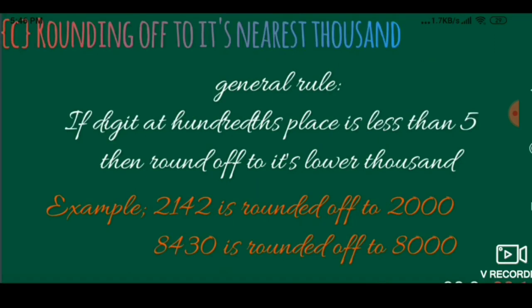While rounding off a number to its nearest thousand, the general rule is that if the digit at hundredth place is less than 5, then we have to round off the number to its lower thousand. For example, on rounding off 2142 to its nearest thousand, it will be 2000 because the digit at hundredth place is 1, which is less than 5. Similarly, on rounding off 8430, we will get 8000 because the digit at hundredth place is 4, which is less than 5.